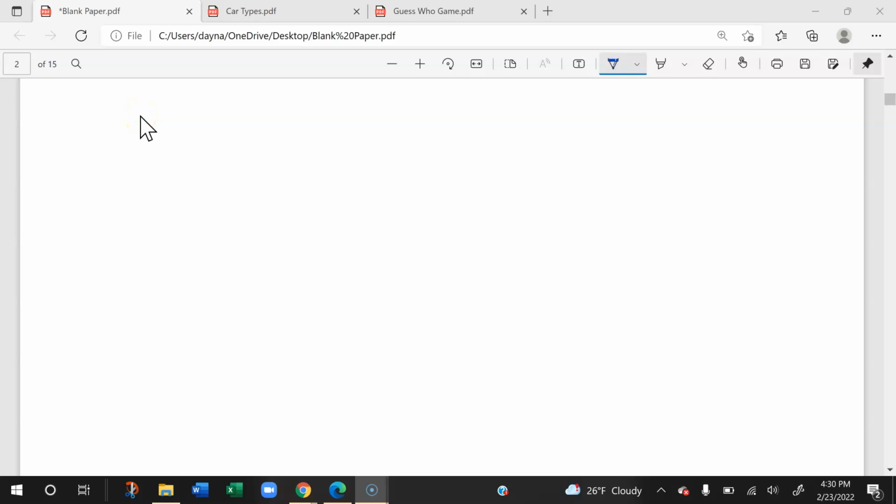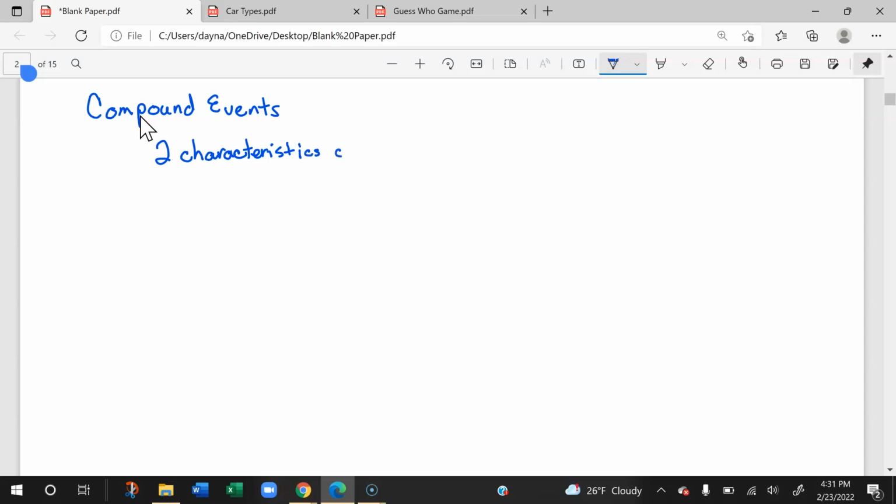Let's continue talking about probabilities, but now we're going to talk about what is considered compound events. Compound events, there's a couple of different things that we can look at when we talk about compound events. What we're going to first talk about are compound events where you are talking about two characteristics of the same object.